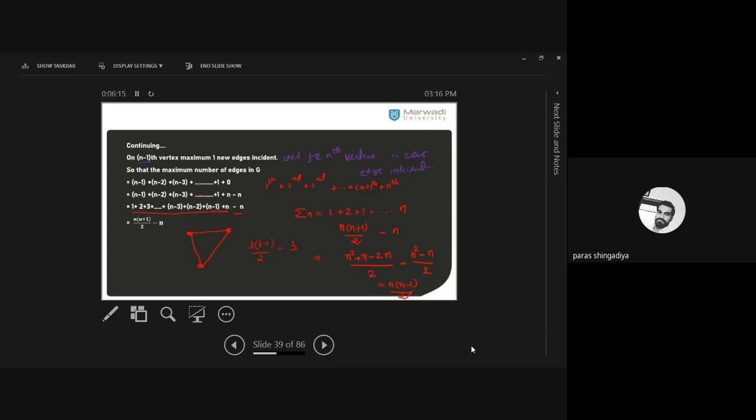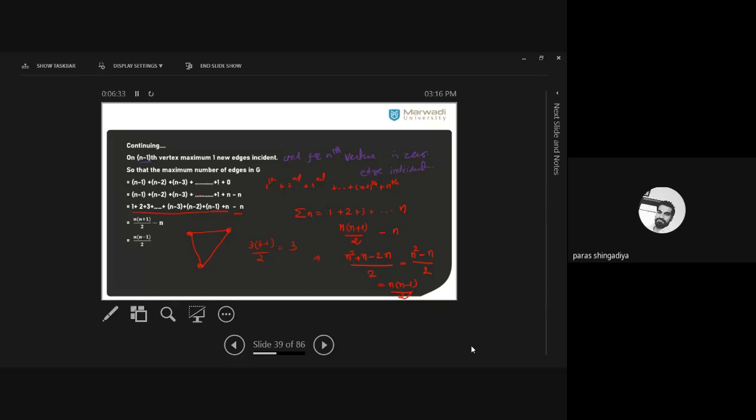And that you will get n square minus n divided by 2. Okay, n minus 2n will be minus n. So take n common, so we'll get n into n minus 1 by 2. Okay, so by using this theorem you can check how many maximum edges are required to create a simple graph. How many maximum edges you can consider to create a simple graph.